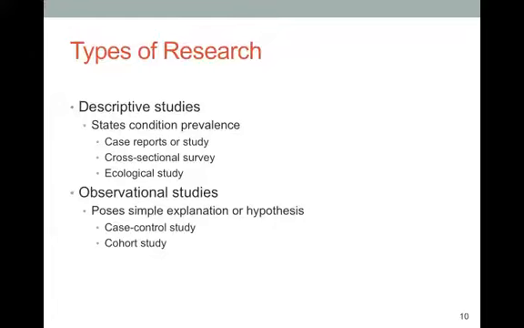Observational studies ask a question that poses a simple explanation or hypothesis. The extra variables in this, or the confounding variables, must be controlled to a T. We have the case control study. Cases are compared to the actual controls. Procedures performed on both are examined to see if there was an association between the outcomes.